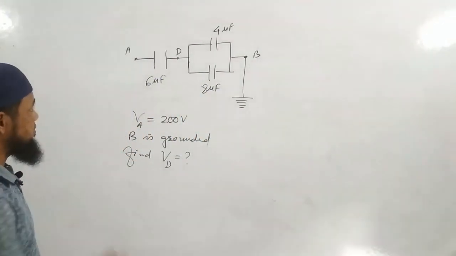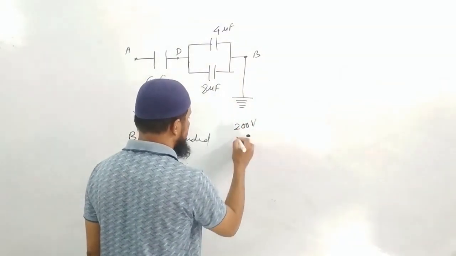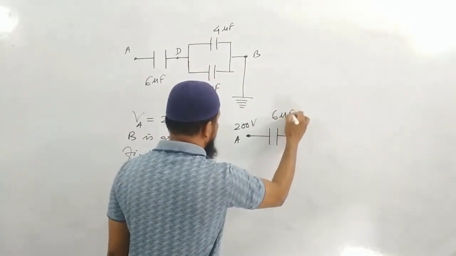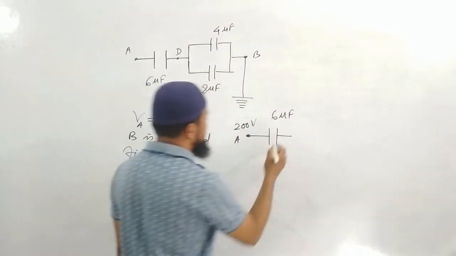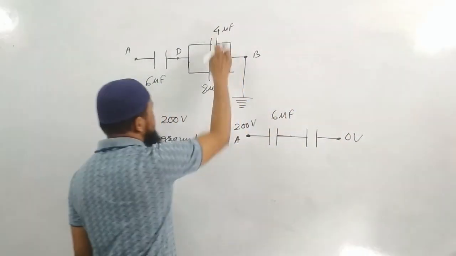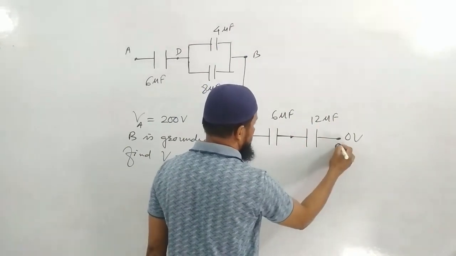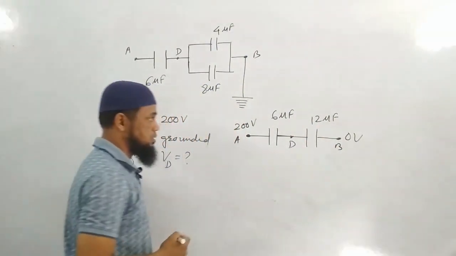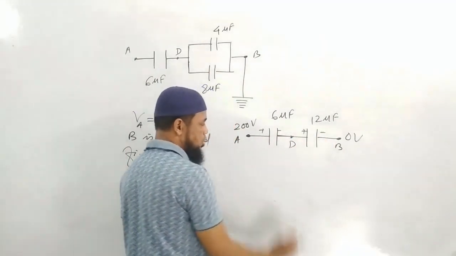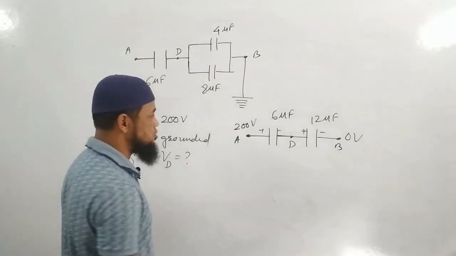Okay, so we have understood it. How to solve this particular problem? Point A is at 200 volt. Here the capacitance is 6 microfarad. These two are connected in parallel. The equivalent will become just the sum of them, 12 microfarad. This point is B. We have to find the potential at D. Positive, negative, positive, negative. So from here to here there is a drop. Now see how quickly we can solve it.